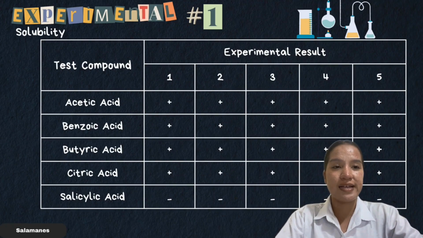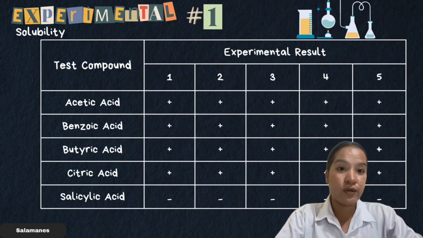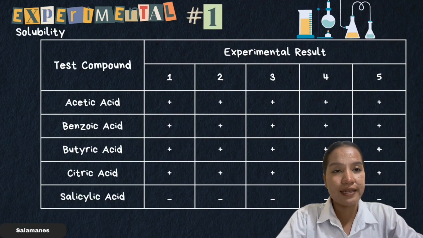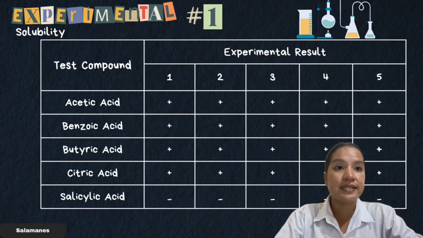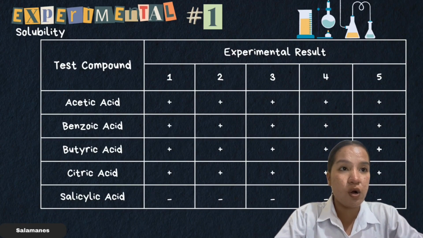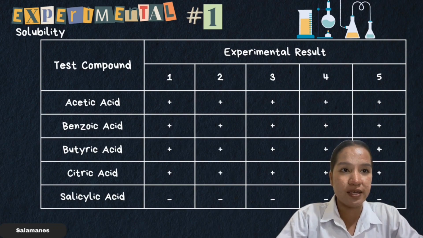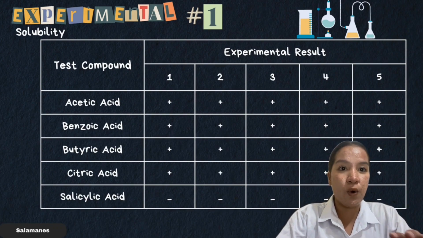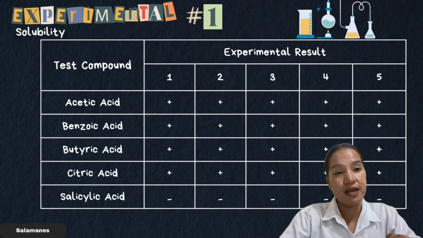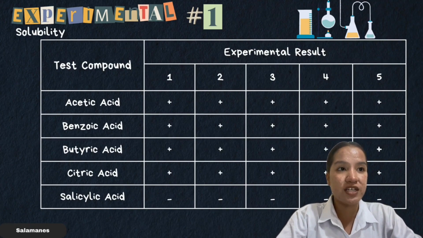Now for citric acid, for groups 1 to 5, we also have positive results, and theoretically this is correct because citric acid exhibits high solubility in water owing to its molecular structure and properties. With 3 carboxyl, or COOH, groups and 1 hydroxyl, or OH, group, citric acid is notably polar, fostering robust hydrogen bonding with water molecules. This hydrophilic nature, coupled with its small molecular size, enables efficient dispersion and dissolution in aqueous environments like water.